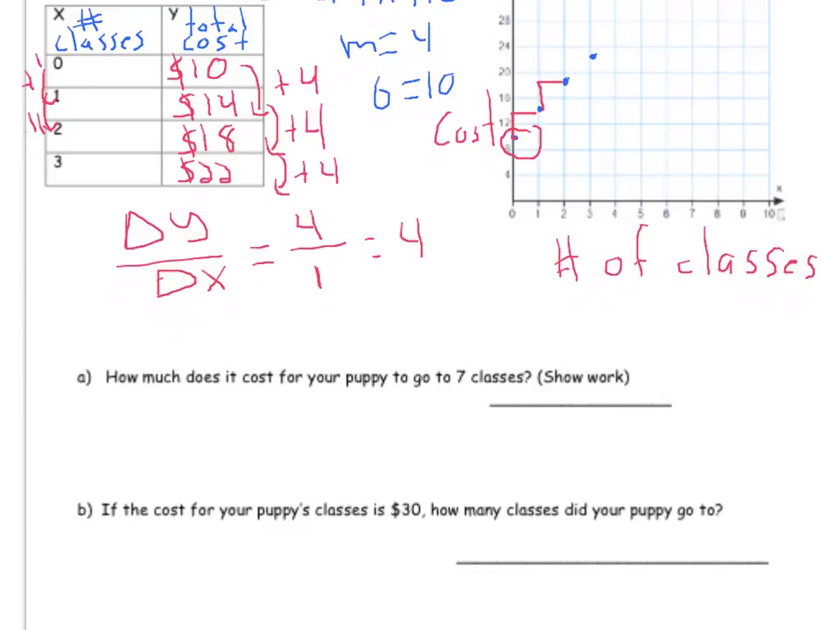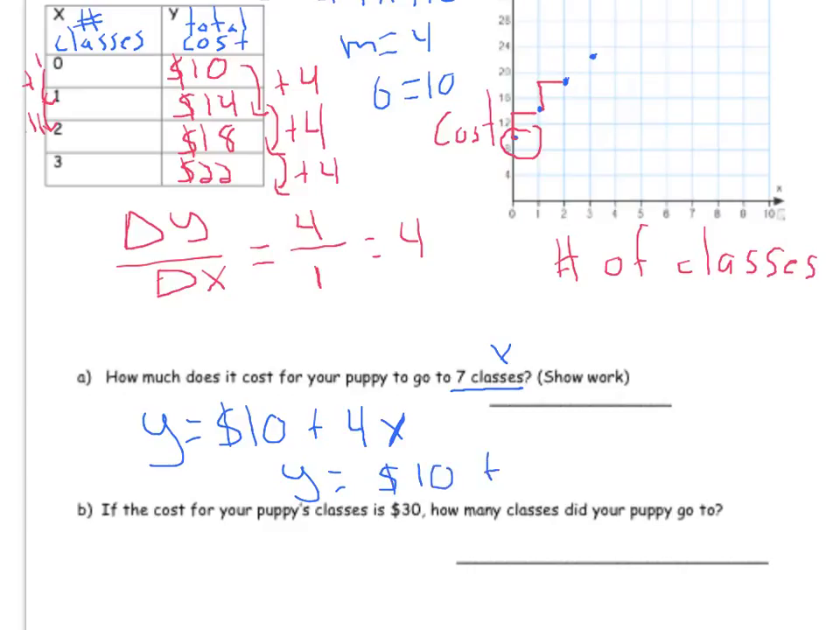All right, so let's move down. How much will it cost then to send your puppy to school for 7 classes? So we want to use our equation to answer this question. It's $10 plus $4 for every class. So if we know we're going for 7 classes, we can plug that in for x. To calculate the total cost, it's 10 plus 4 times 7. Now if you're doing mental math, you've got to be careful. Order of operations says to multiply. 4 times 7 is 28. We add 10. The total cost is $38. So if you go to class 7 times, your total bill is going to be $38.